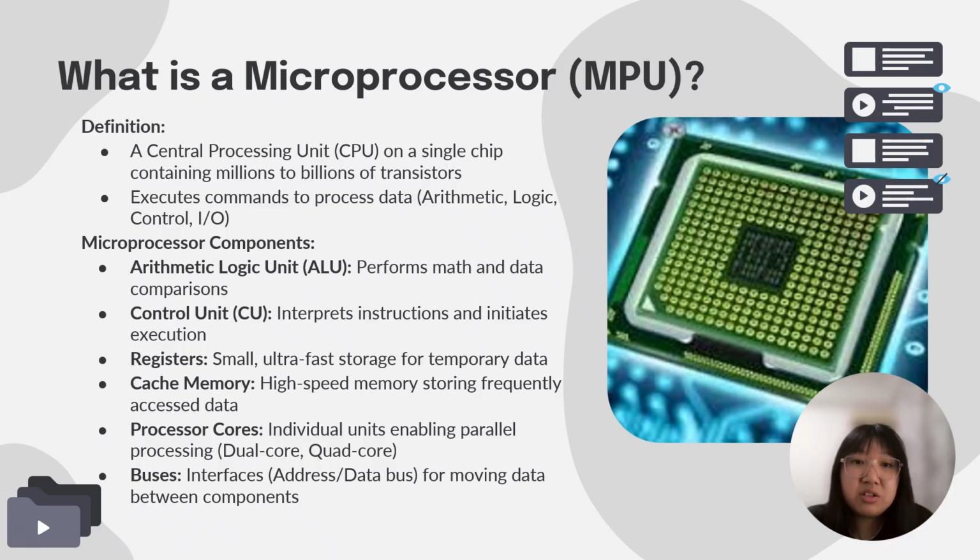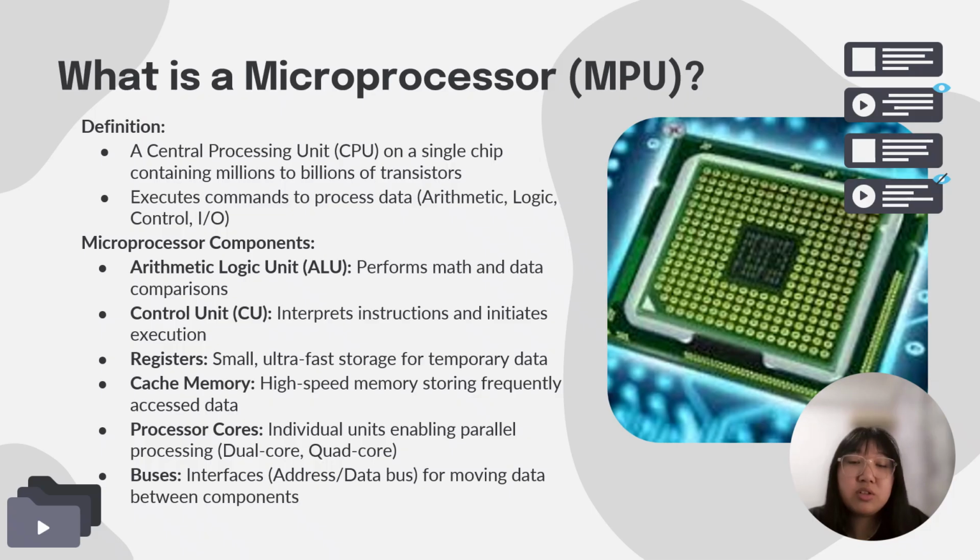Next is the registers. Registers are tiny, very fast storage spaces, and they are used to hold temporary values during the processing. Next is the cache memory. It is the high-speed memory built right next to the CPU to speed things up.